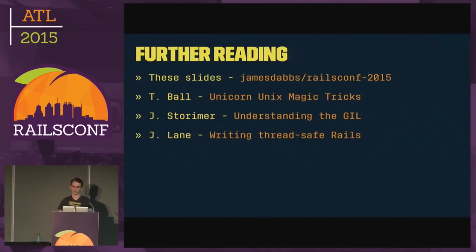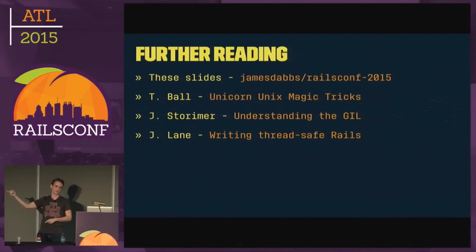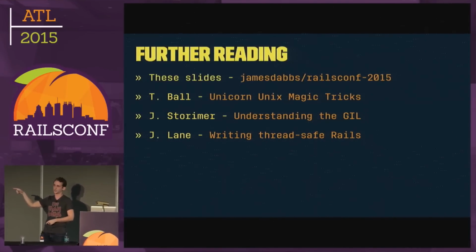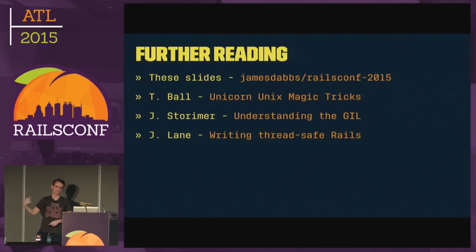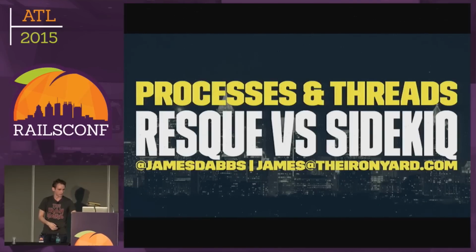Also, if you want some reading, these slides will be up on GitHub. Also, some links for blog posts. There's one diving into Unicorn and its structure that I think is quite interesting. And then a few more on specifics about thread safety and Rails and global interpreter lock and those sorts of things. That's all I got.